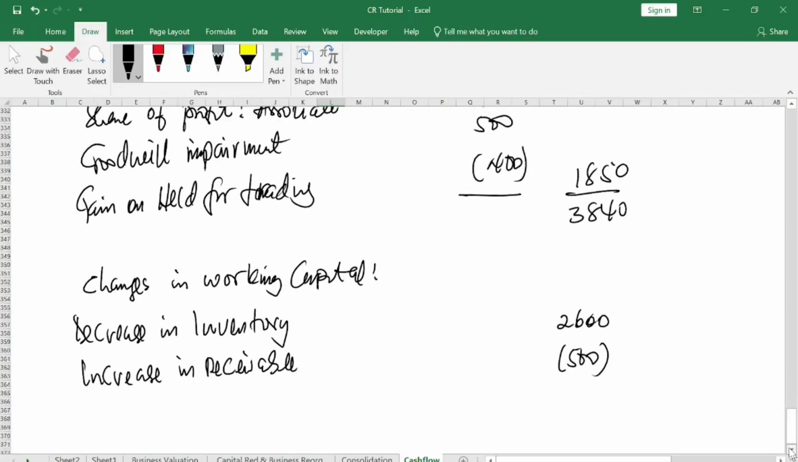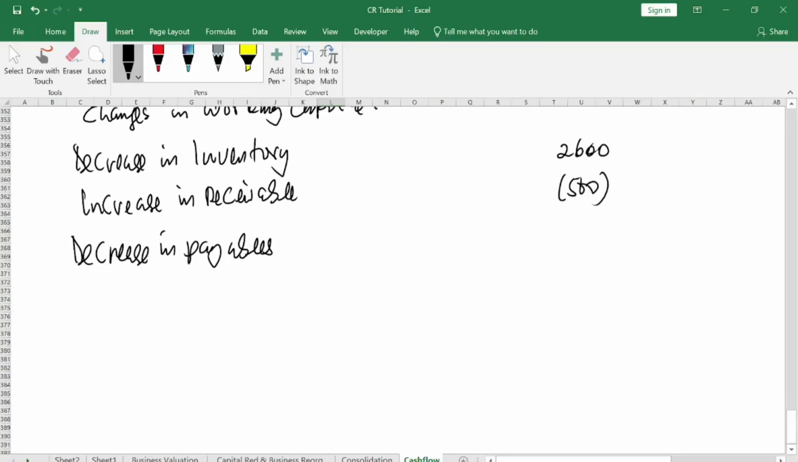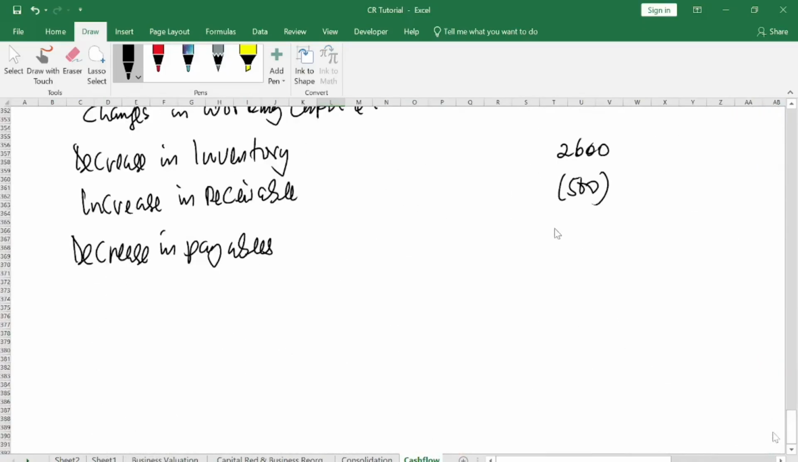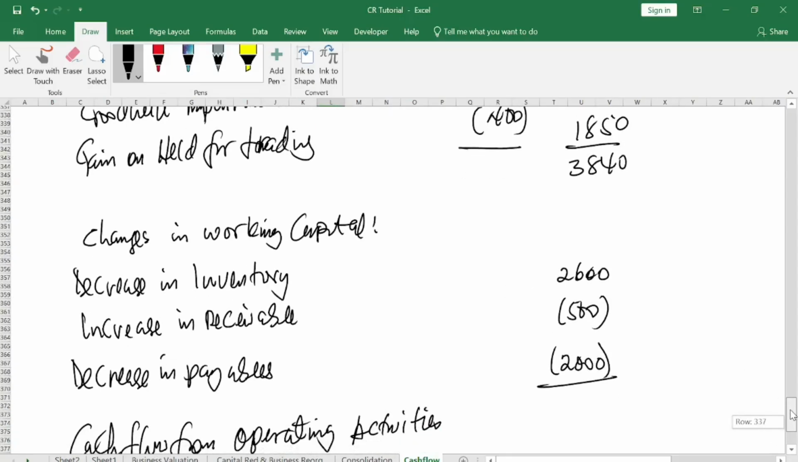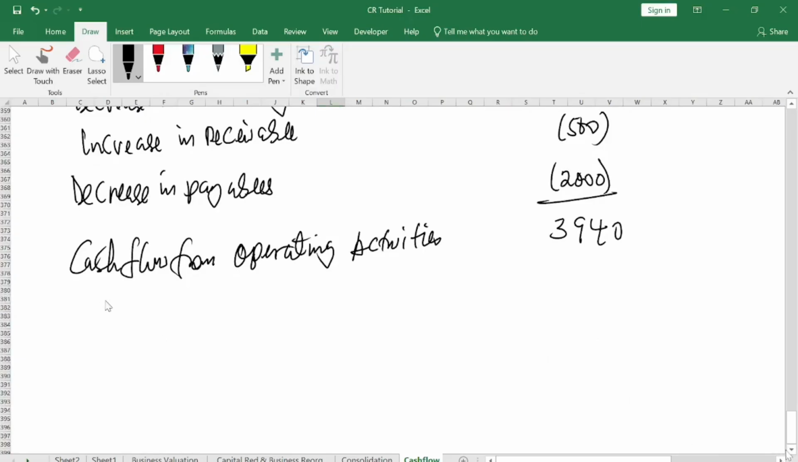And then decrease in what? Payables. It has decreased by how much? 2000, sir. Okay, so 2000. That one too has decreased, so you put it in bracket. Money is going out. So after that, you add this. So that gives you what? Cash flow from operations. Okay, 3940. Good. So this is your cash flow from operating activities.